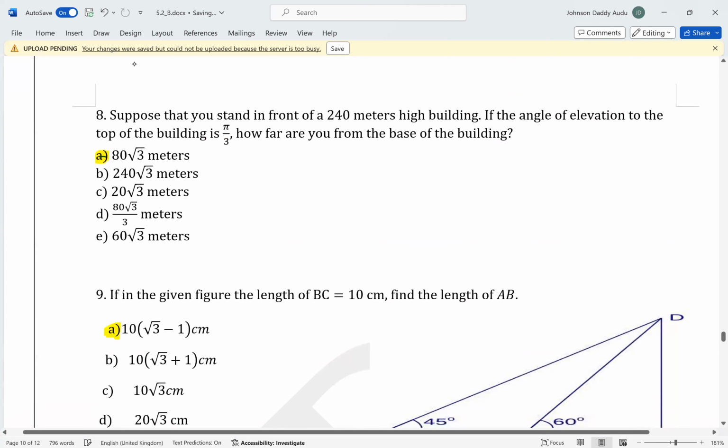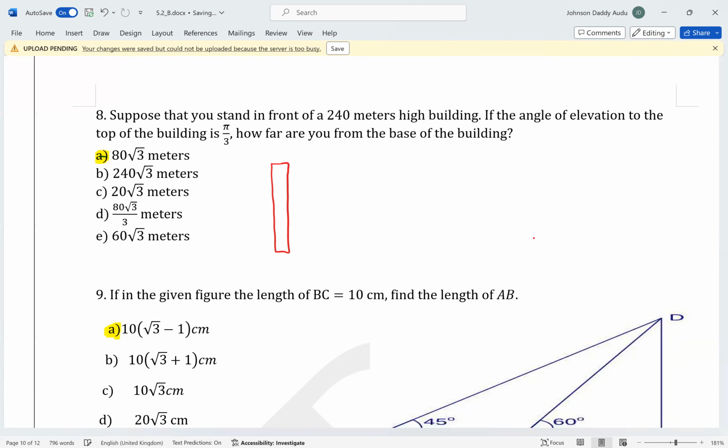All right, so here we have, suppose that you stand in front of a 240 meter building. So let's say this is the height of the building, and this building is 240 meters high.